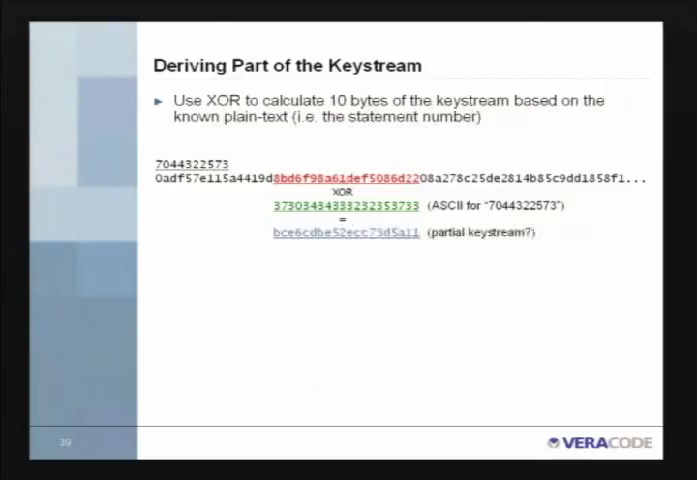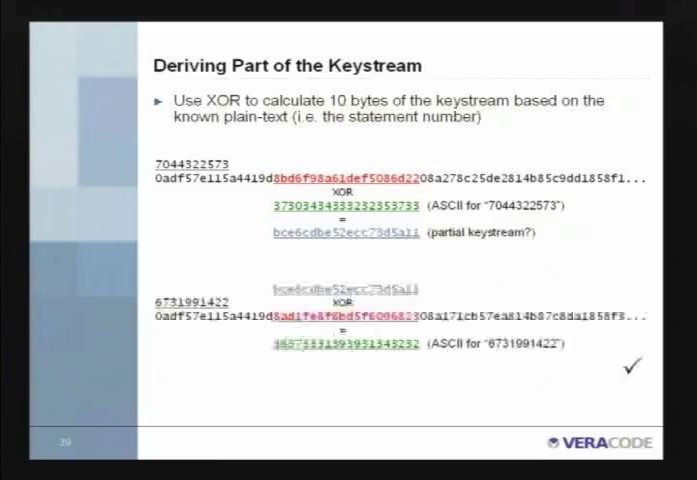What's in green there, 37, 30, 34, 34, those are the ASCII values representing those digits. You XOR those together, and you get the 10 bytes shown in blue that I've labeled partial key stream. So we think that is at least 10 bytes of the key stream, offset by however much into the token. We'll do a quick sanity check: if we take that partial key stream and XOR it with the corresponding bytes in one of the other statement tokens, we do in fact come up with the ASCII value that corresponds to the plaintext, and you can see that we do.